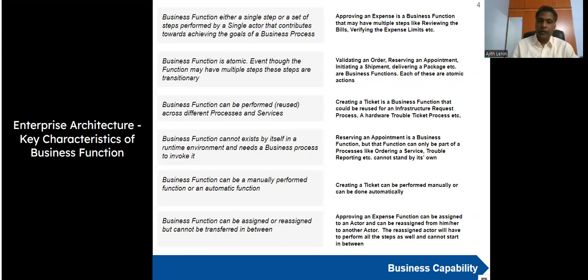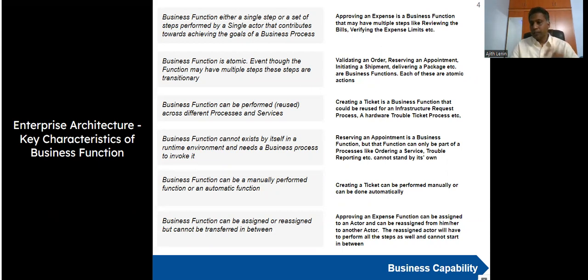So when we say atomic, what does that mean? That basically means that the business function cannot be stopped in between. It has to be reverted back and started again. We cannot do a pause and resume kind of scenario when you do a business function. A business function can be performed across different processes, so it's a reusable entity. It can be reused across multiple business processes.